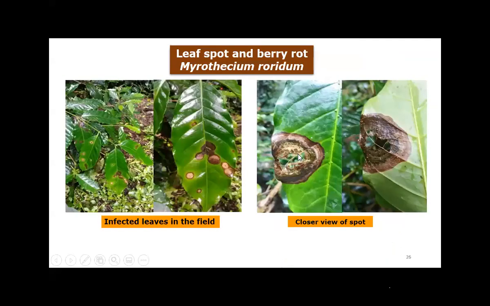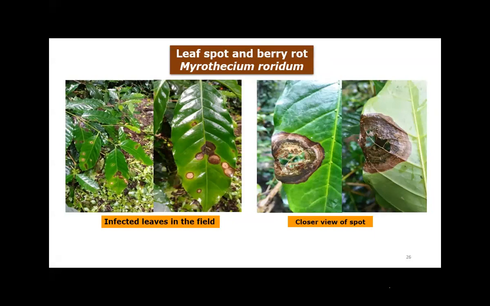And then next, the disease is leaf spot and berry rot, which is caused by Myrothecium roridum. This disease is also seen in the nursery; of late, we are seeing this in the nursery. The same symptoms will be observed here, like you can see dark and light shades of brownish color, that is, alternate white and brown concentric rings on the leaves.